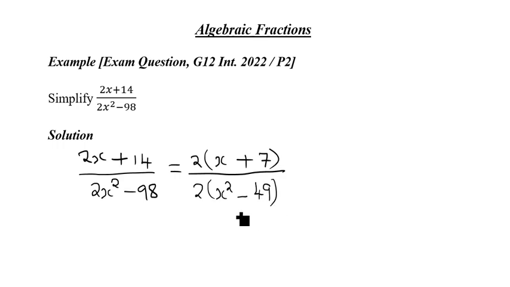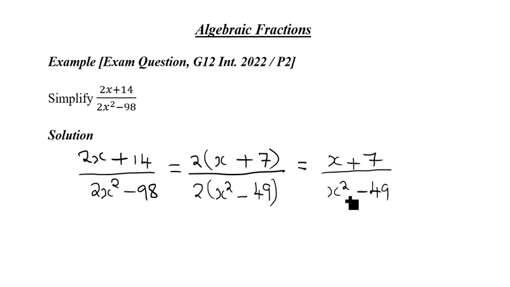Now that we have managed to factorize both the numerator and the denominator, we can now divide the common factors. We see that we have a 2 there, we also have a 2. So 2 can go. When we do that, we are now going to have x plus 7 over the denominator, which is just x squared minus 49. So from what we have here, we are not yet done. The numerator has been simplified to its lowest term, but not the denominator.